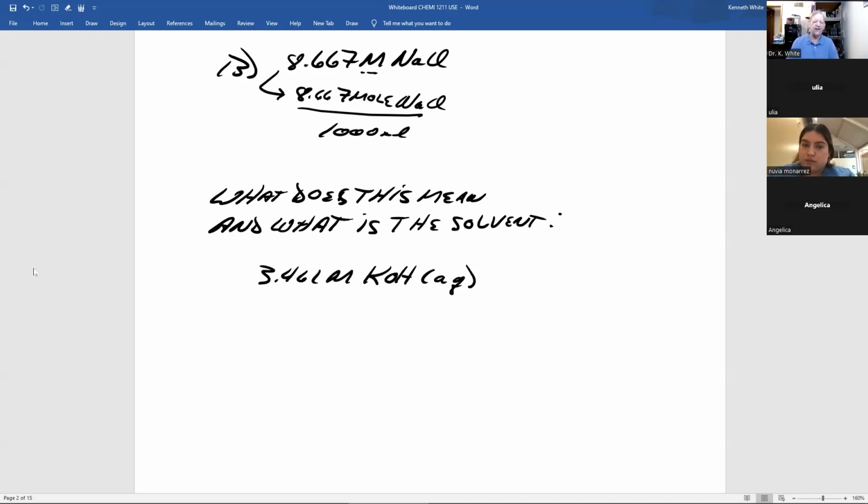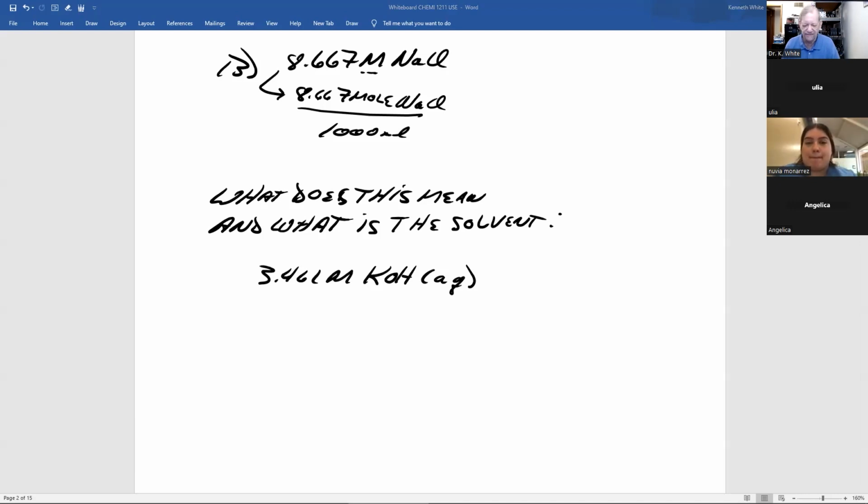And I'll let you try this all on yourself. What does 3.461 capital M KOH [AQ] mean? And what is the solvent of that solution? Your turn.